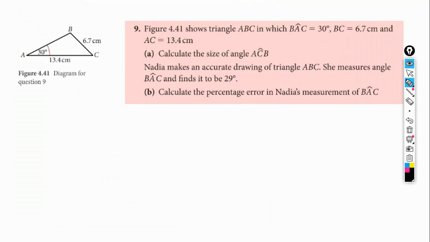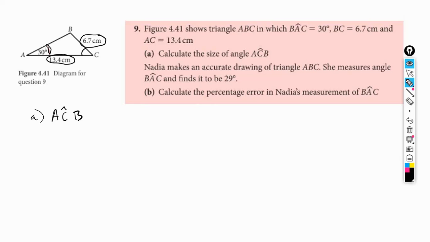Very well, so here we are with problem number 9, and problem number 9 says that figure 4.41 shows a triangle ABC in which angle BAC is 30 degrees. So BAC, this over here, is 30 degrees. BC is 6.7 centimeters, and AC is 13.4 centimeters. A, calculate the size of angle ACB. So they want us to find ACB, which is this angle here.